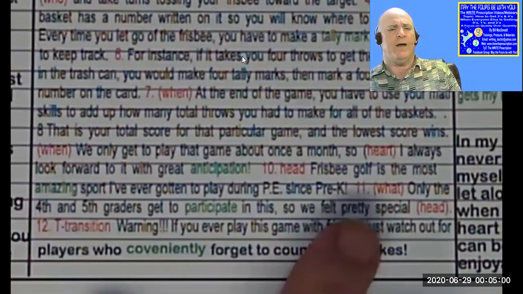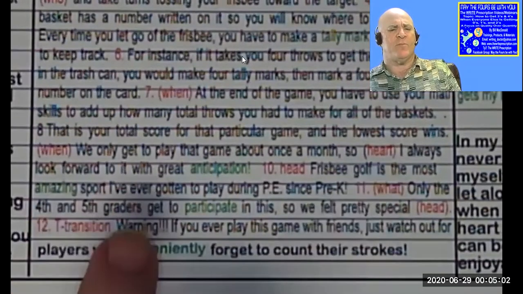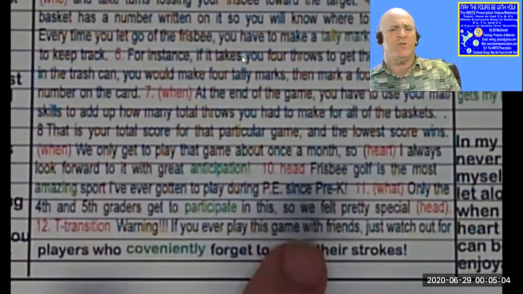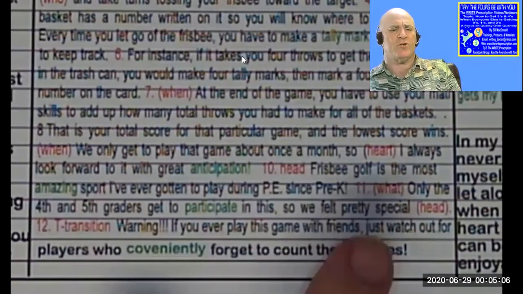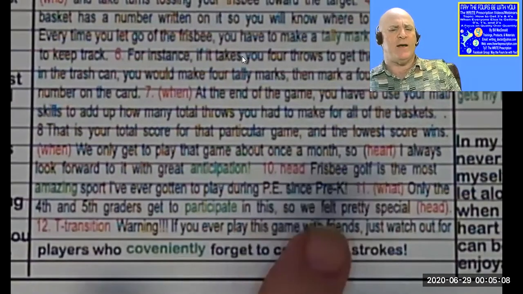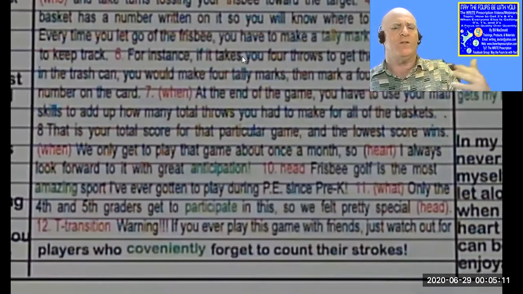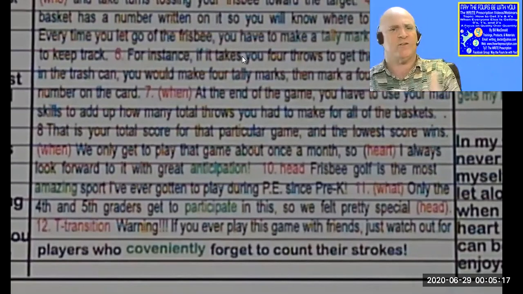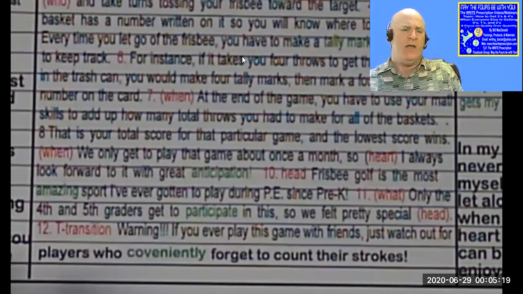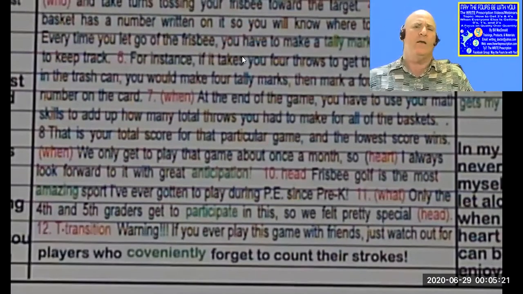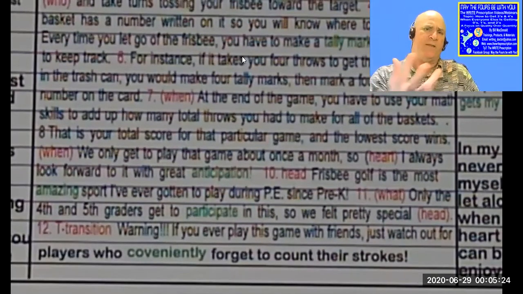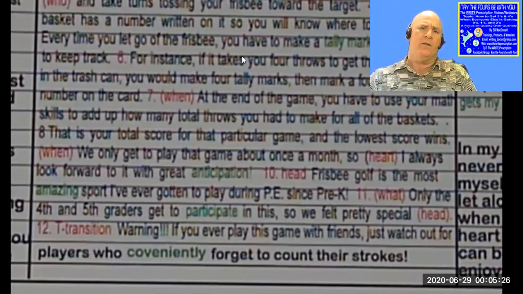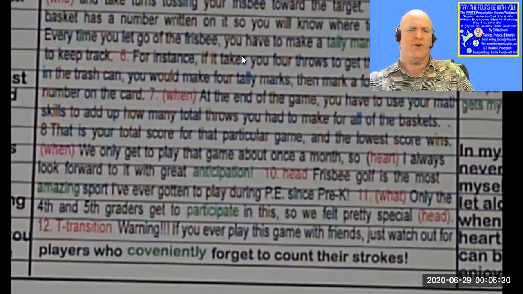11, what? Only the 4th and 5th graders get to participate in this, so we felt pretty special. So one little sentence that was in past tense, and you can say only the 4th graders and 5th graders get to participate in this, so we feel pretty special. If you don't want to take that risk of your kids going into past tense, if you're in secondary, you can say only us 7th graders get to play this activity. Only the 9th graders, because if you're a freshman.